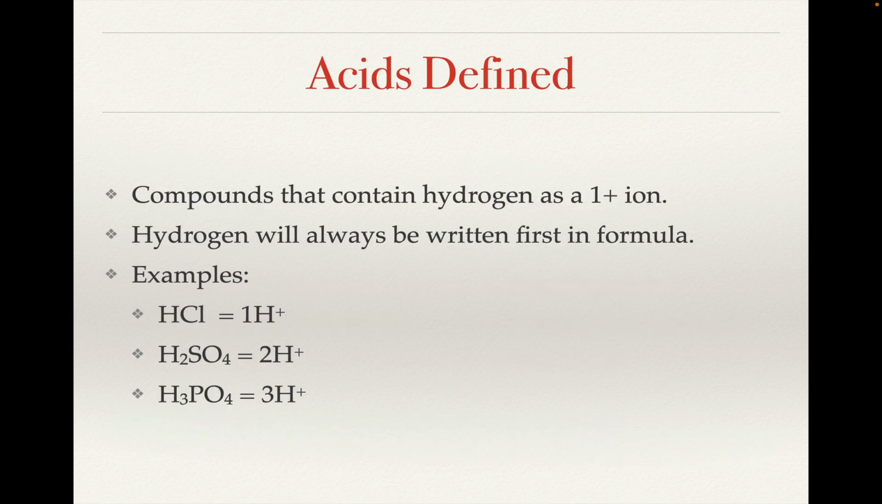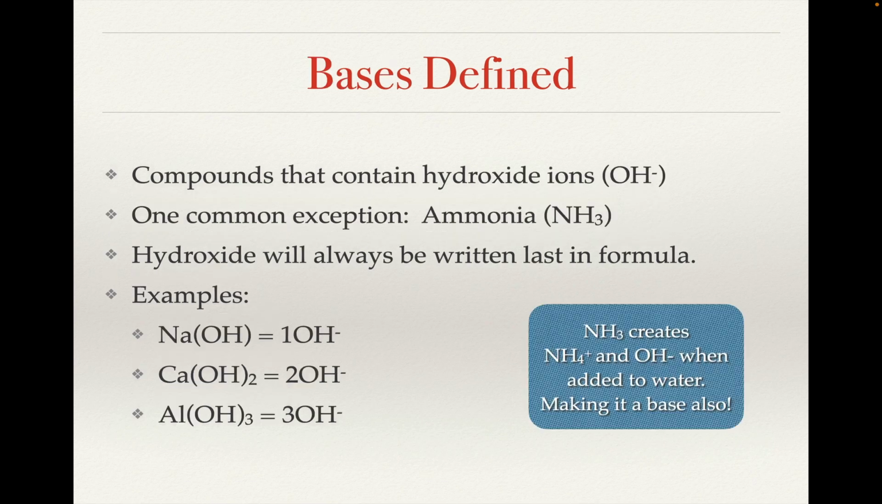Okay. As we define acids, they are going to be compounds that contain hydrogen 1 plus ions, and we'll always see hydrogen written first in the formula, and there are 3 examples for you. Bases are compounds that contain hydroxide ions with one exception of ammonia. In the blue box, we see that ammonia creates hydroxide when it's added to water. So that is why it can be a base even though it does not contain hydroxide ions. The hydroxide will always be written last in the formula, and there are 3 examples for you there too.